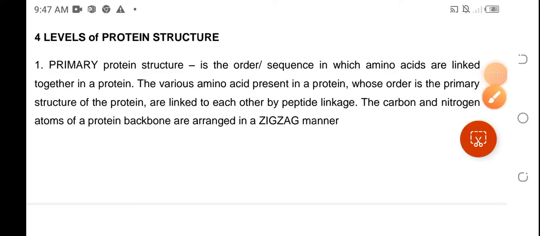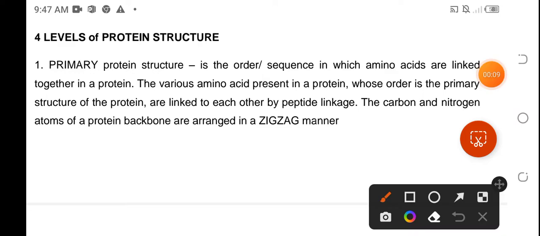Okay, let's have the four levels of protein synthesis. So we have primary, secondary, tertiary, and quaternary protein structures. For the primary protein structure, this just refers to the order or sequence in which the amino acids are linked together in a protein. So ito lang yung pagkakasunod-sunod ng mga amino acid na matatagpuan dun sa protein.